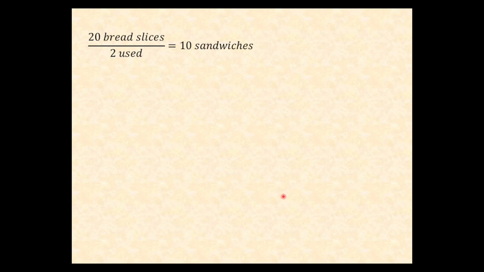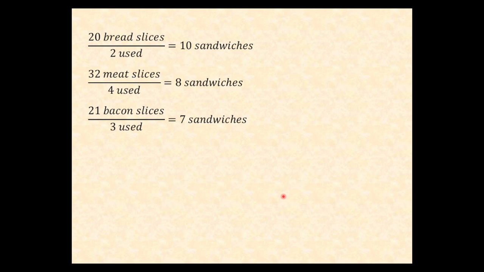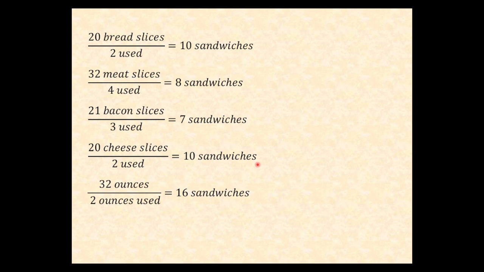You may have figured out that there's 20 bread slices and you're going to use 2 per sandwich, so that gives you 10 sandwiches. 32 meat slices will yield you 8 sandwiches because I'm using 4 of them per sandwich. 21 bacon slices will actually only give me 7 sandwiches because I'm using 3 per sandwich. 20 slices of cheese will give me 10 sandwiches. And then 32 ounces of special sauce will give me 16 sandwiches. So the limiting reactant is this one. It is the one that is the smallest number.